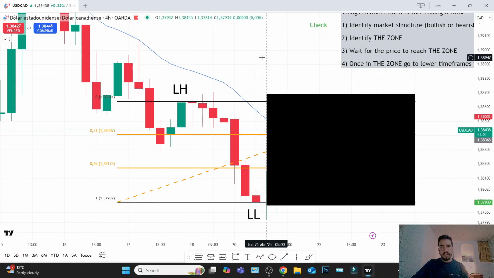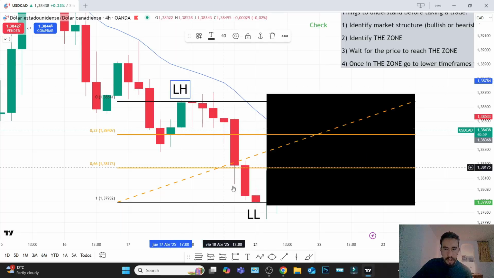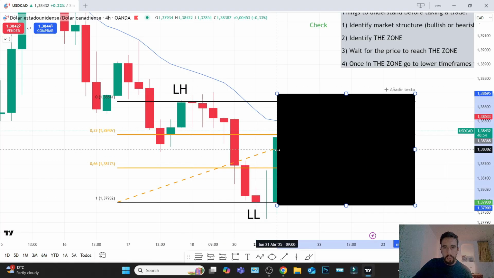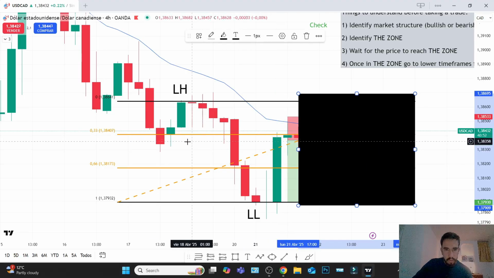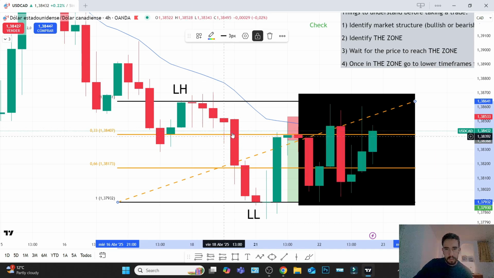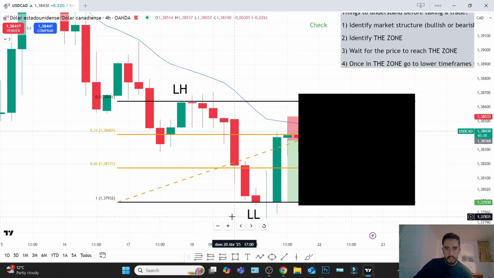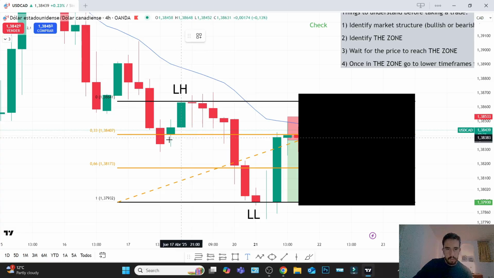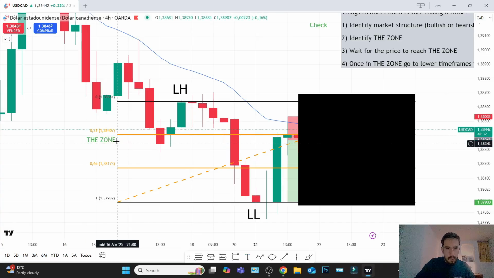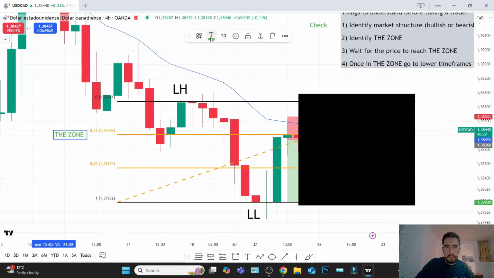And why am I telling this? Because even though I know the lower high and the lower low, I'm not gonna take any trade until the price makes a comeback to the zone, which is this area here for me. So as you can see, I divide the area in three parts. Once you reach this third, this is called the zone. I'm gonna put it here. This will be the zone. This area here will be the zone.